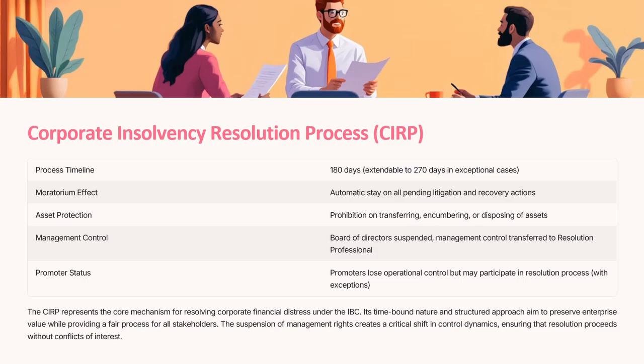And then management control. The board of directors is suspended during this process. Management control is transferred to the resolution professional. And promoter status: promoters lose operational control but may participate in the resolution process with exceptions. The CIRP, the Corporate Insolvency Resolution Process, represents the core mechanism for resolving corporate financial distress under the IBC. Its time-bound nature and structured approach aim to preserve enterprise value while providing a fair process for all stakeholders. The suspension of management rights creates a critical shift in control dynamics.